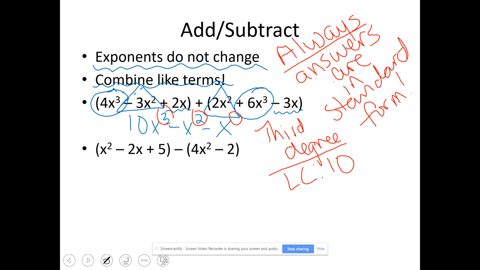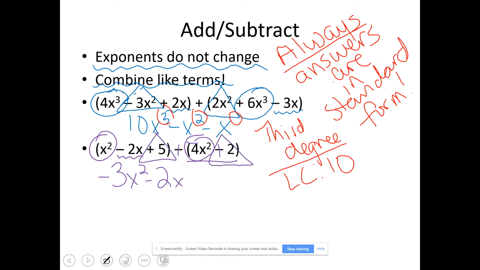For the second example, I'm going to distribute the subtraction to everything on the right so I don't forget. And now again, I'm adding like terms. So 1x squared plus negative 4x squared is negative 3x squared. The negative 2x doesn't have a like term in the second parenthesis, so we're just going to write that down. And then we have positive 5 plus positive 2 is positive 7.